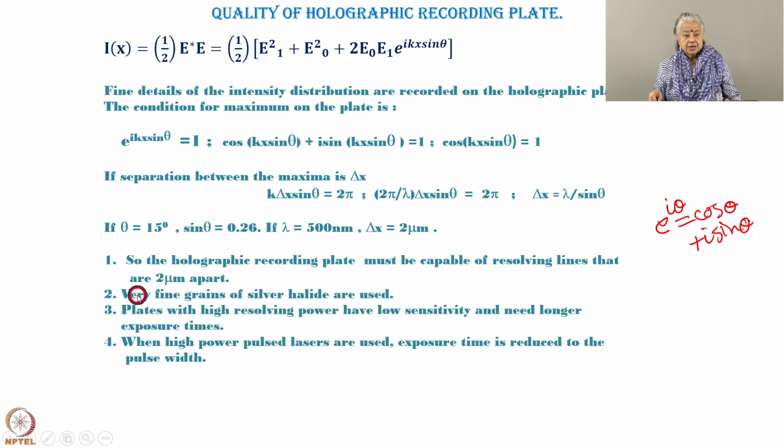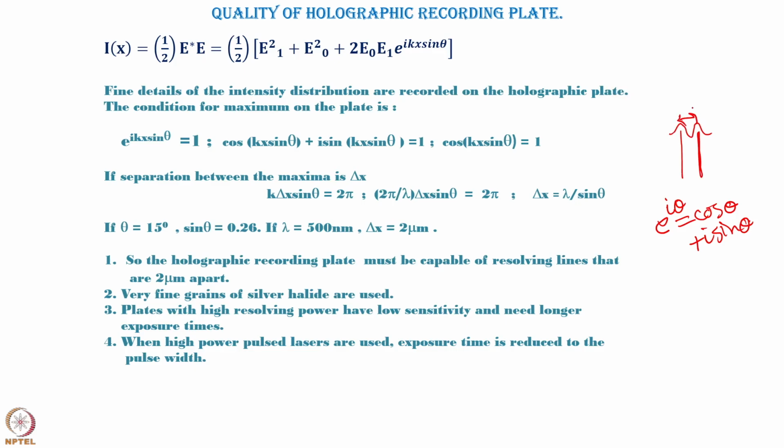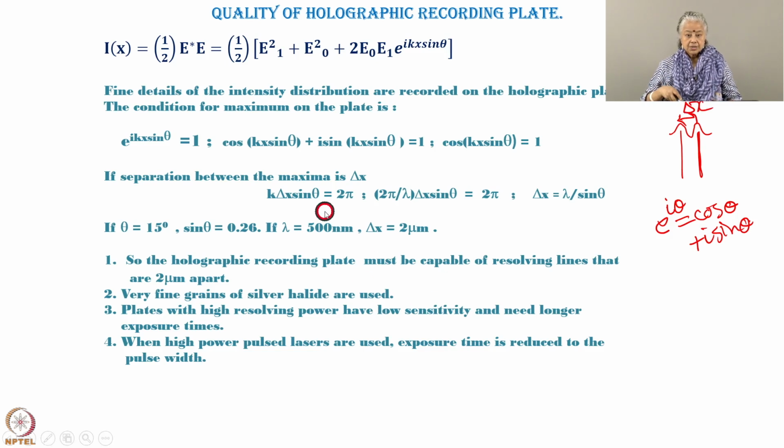All right. Now, consider the case where theta, just as an example, is such that I know this delta x, the separation between the maxima. So there are two maxima shown like this, and the separation between them is delta x. This is all that will happen on my photographic plate or on my holographic recording plate.